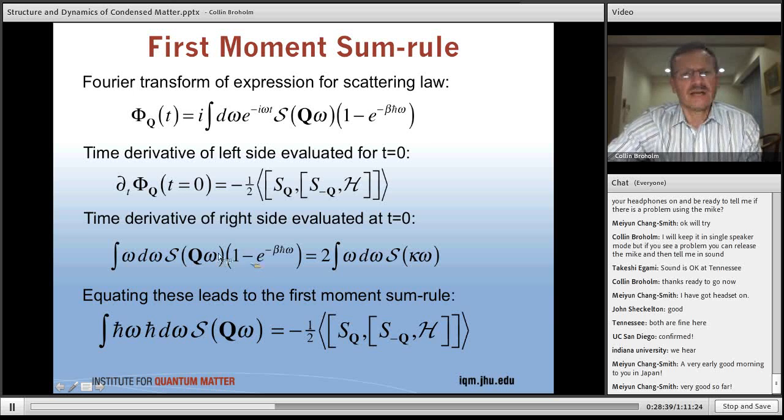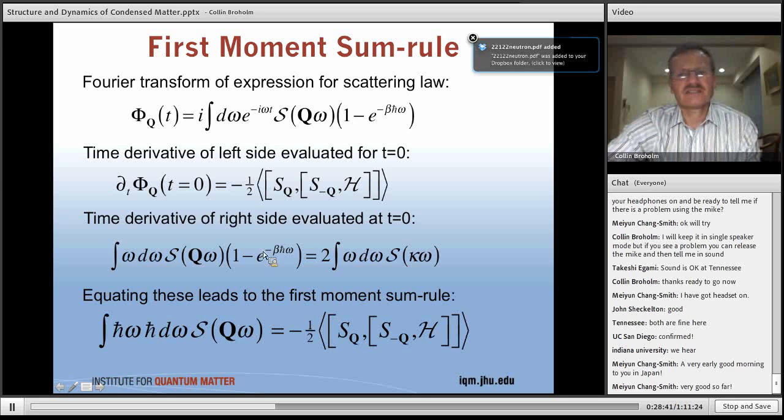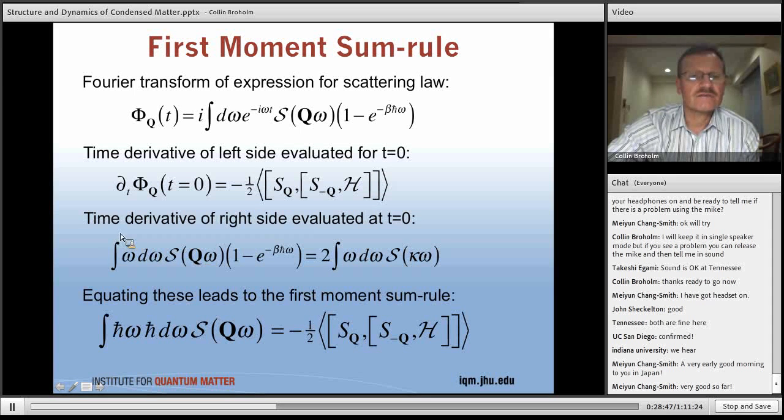And then there's an interesting little manipulation here which involves the use of detailed balance, because this integral is a full integral from minus infinity to plus infinity, but you'll remember that S of minus omega is related to S of omega through the detailed balance expression. So you can actually relate this integral with this parenthesis in there to what we would call a first moment integral over the dynamic correlation function. And here I see that kappa should have been a q. That's a little misprint in the slide.